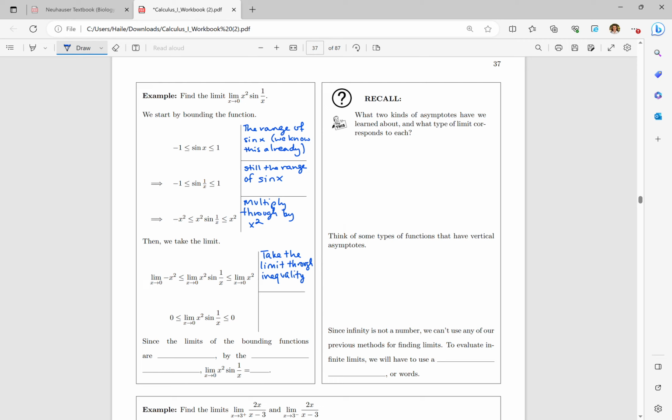So this limit right here, pretty easy. We can do some direct substitution. If we plug in 0 for x, we get 0. And same thing over here, we're going to do direct sub. When we plug in 0 for x, we get 0 again. So what we did here is we just evaluated the limits on either side of the inequality.